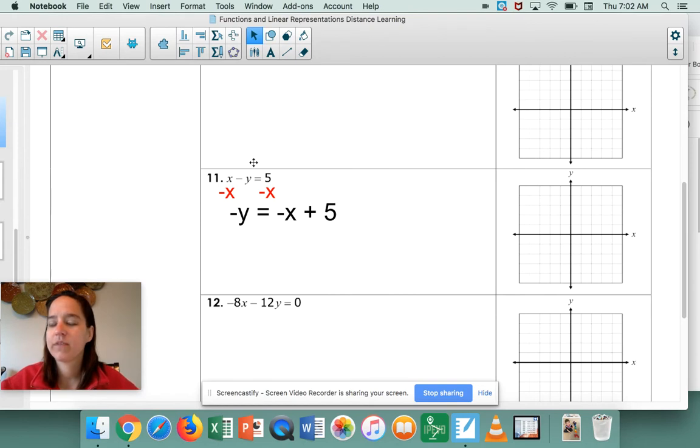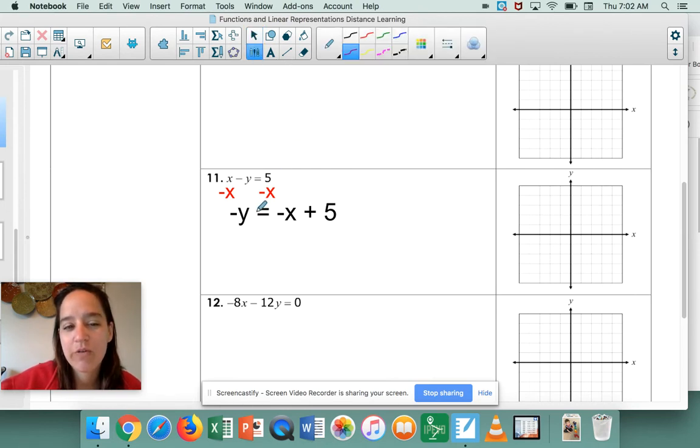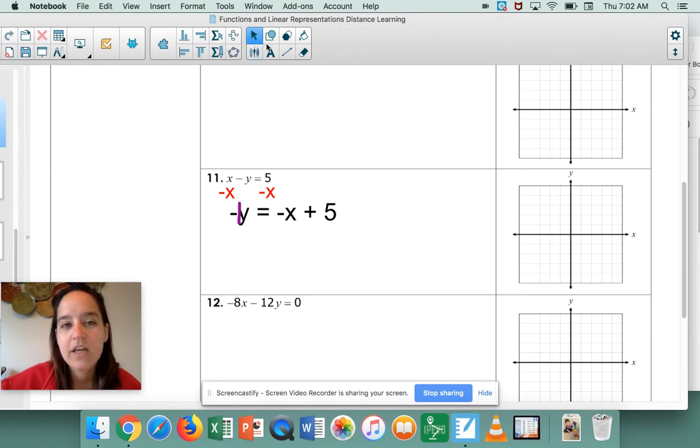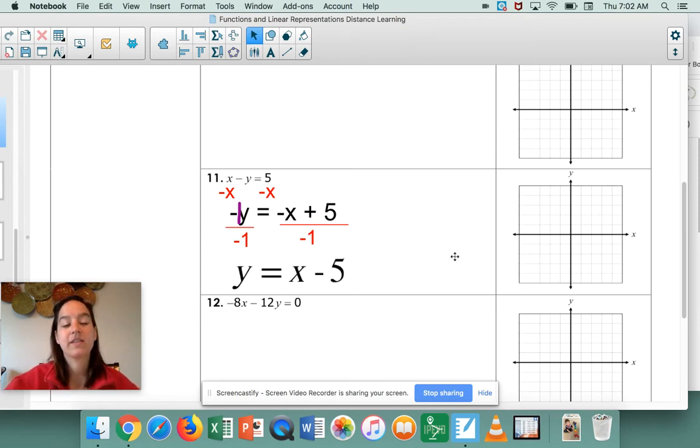Slope-intercept form does not have a negative y. It has to say just y equals. So how do I get rid of a negative y? Well, I remember that if I don't have a coefficient, there's an imaginary 1 right there. If I want to get rid of that negative, I can divide both sides by -1. Do that, I'm left with y equals x minus 5.